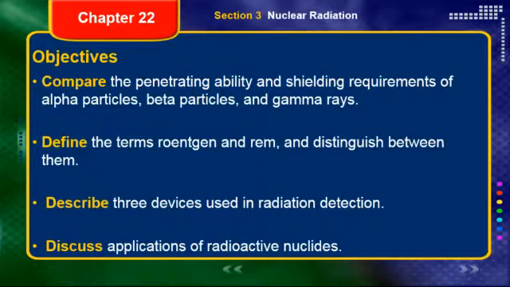Now, as we go through here, there are going to be several very simple, general descriptions of these types of subjects. Applications of radioactive nuclides, things like how they're used in medicine or dating. There are going to be 3 very quick descriptions of different types of instruments that are used in radioactive detection. All right, here we go.